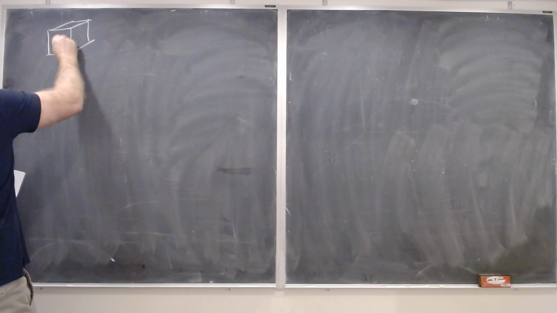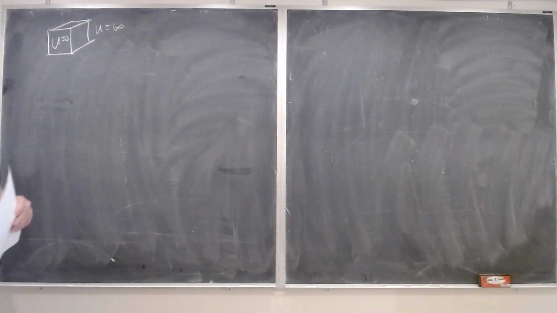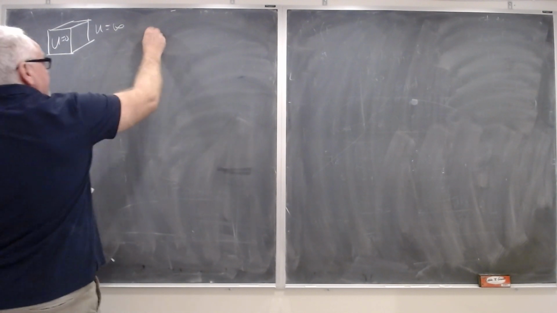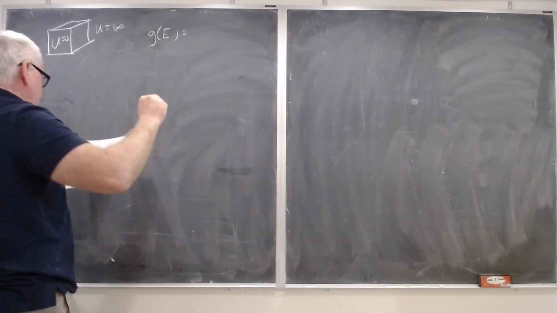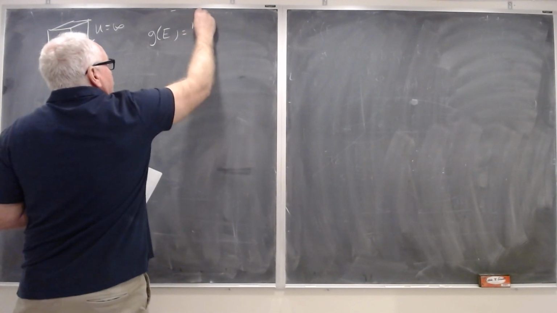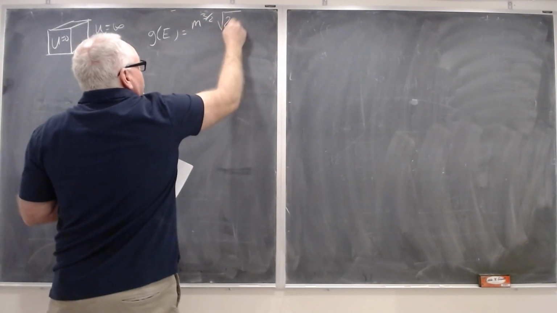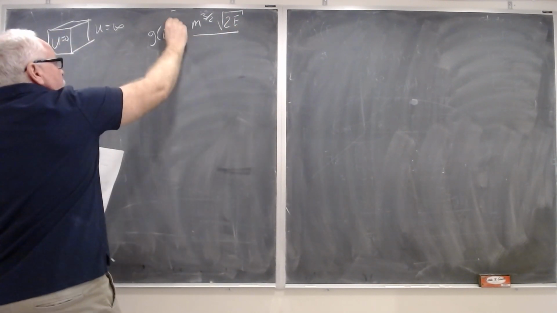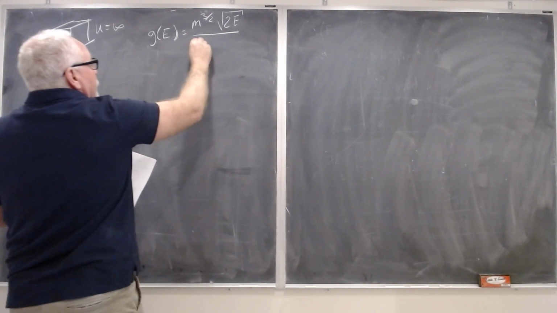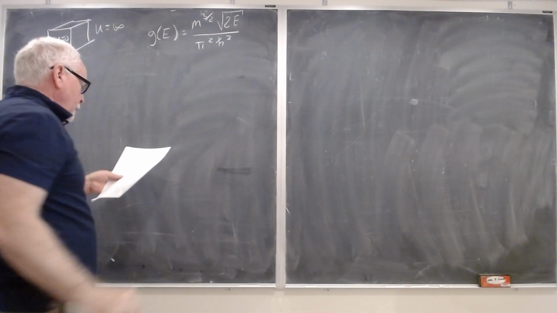where U equals 0 outside and U equals infinity inside, that g of E, the density of states, is equal to m to the 3/2, the square root of 2 times energy over pi squared h bar to the 3rd.